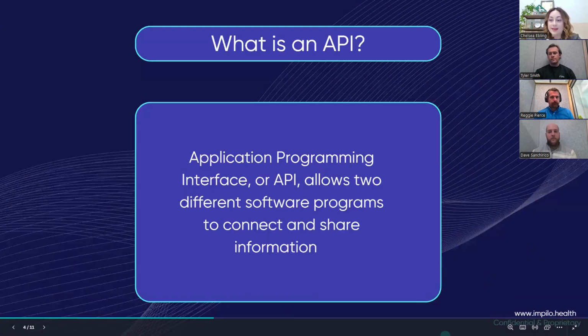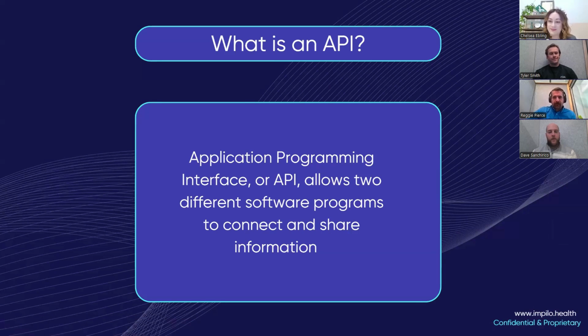All right, I'm going to pass it over to Reggie to dive into what an API is. Thanks, Chelsea. Yeah, so an API is an application programming interface, and you can think of it as a way for computers to talk to each other behind the scenes, and to do so in a secure and efficient manner. This allows different systems to communicate and eliminate error-prone manual data entry or sending files back and forth.